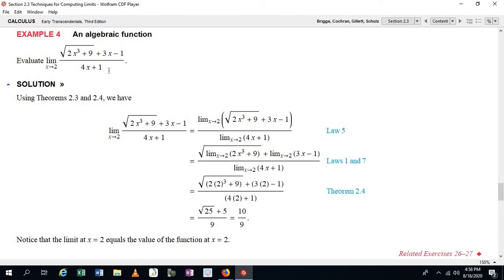Okay, so that's how we handle the limit of algebraic functions. We just use the limit laws to break it down to a point where we can actually use substitution to evaluate the limit.